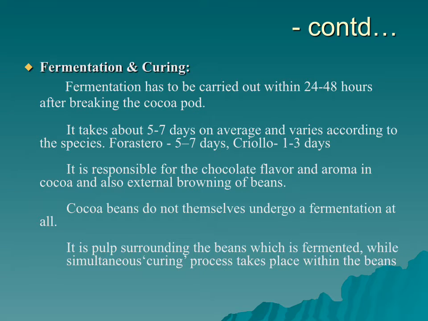The cocoa seeds are of three varieties. One is Forastero. For this variety, the fermentation period is 5 to 7 days. Second variety is Criollo. For this Criollo, the fermentation period is 1 to 3 days. And third variety is Trinitario. It is a hybrid variety of both the two varieties.